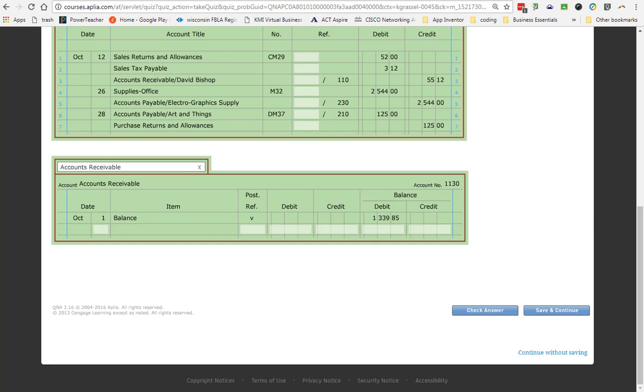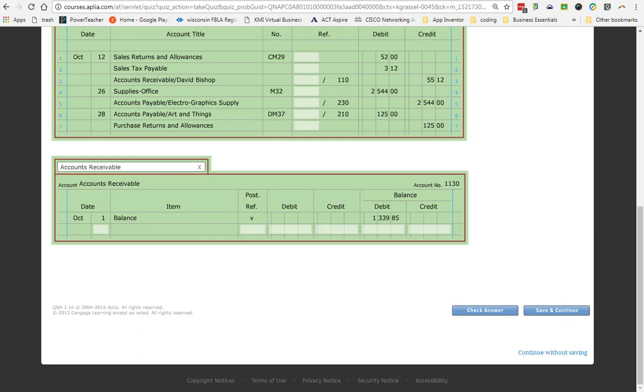The first number still clues you into its classification. 1 is assets, 2 is liabilities, 3 is stockholders' equity. Now we have a 4th account called purchases, and then we also have revenue and we have expenses. So be aware we have a 4-digit account number that rolls with it.